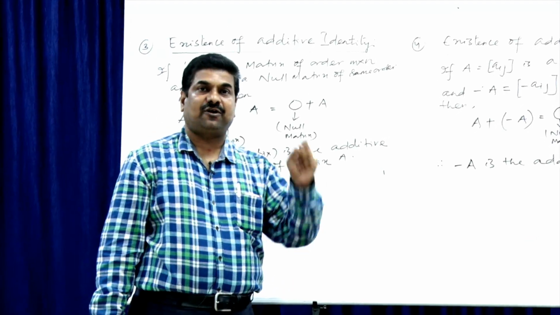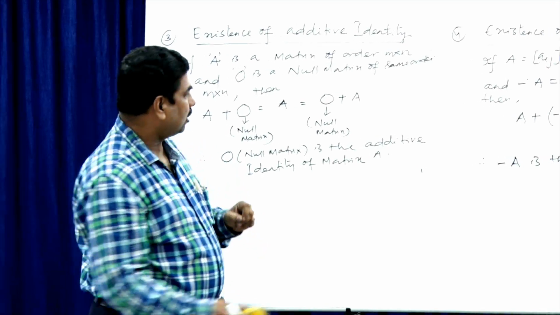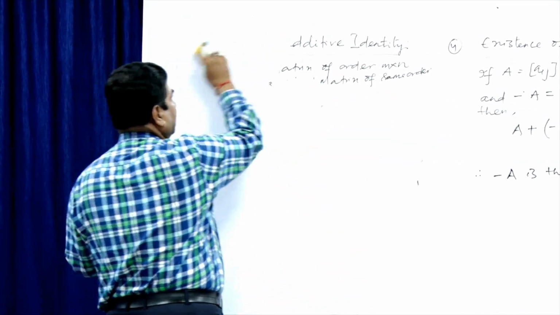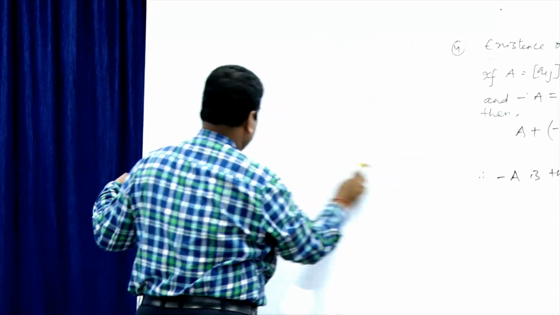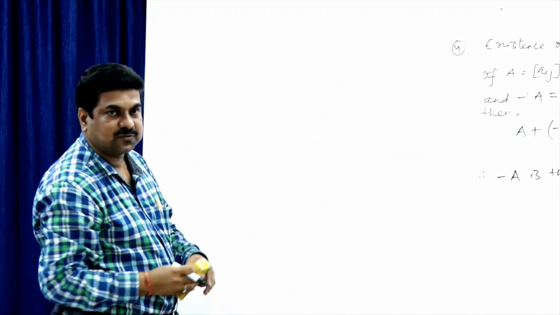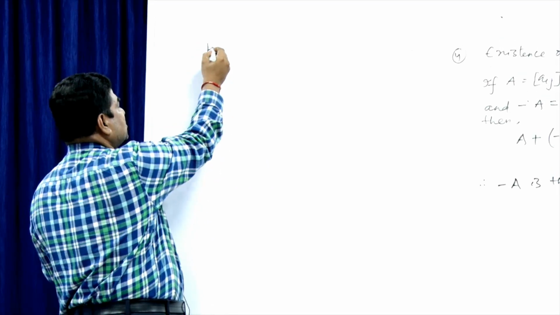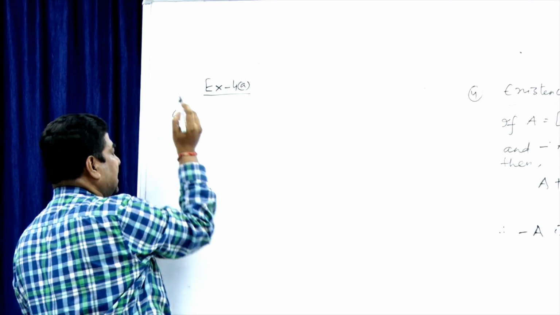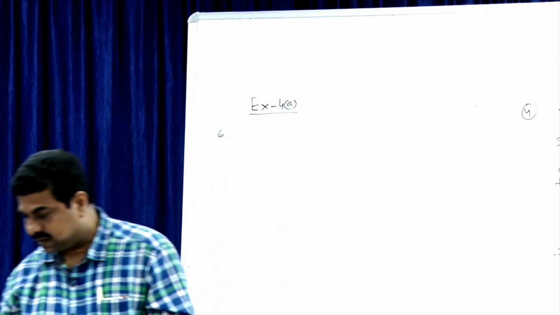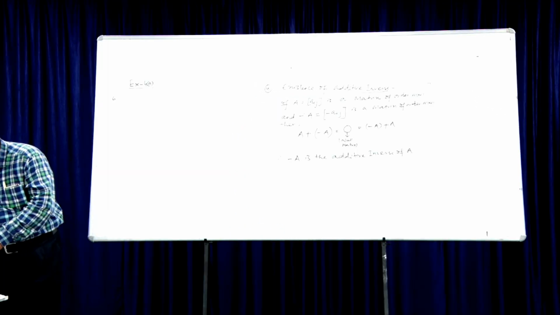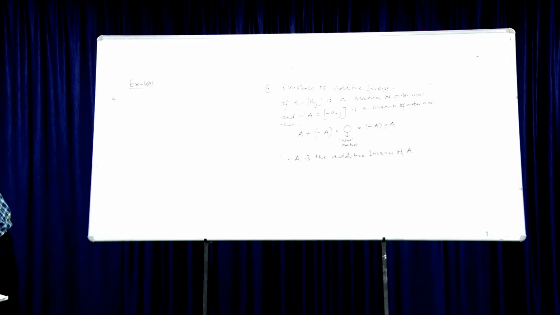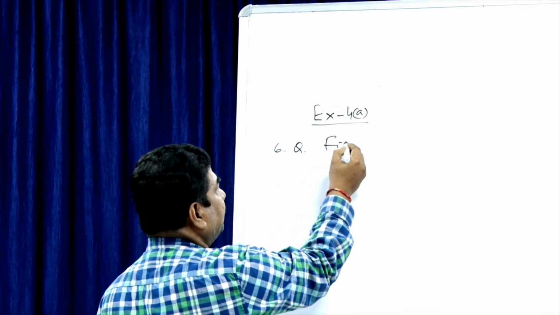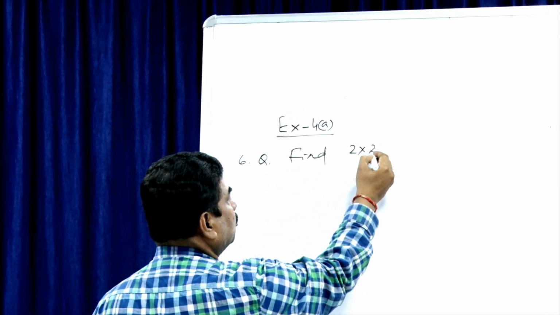Dear students, for CHSE students, all of you see your prescribed book, and I will solve some questions regarding matrix addition and subtraction. You see your CHSE book, exercise 4A, question number 6. Question number 6, I will solve some questions for you. First question, find 2 by 2 matrix.